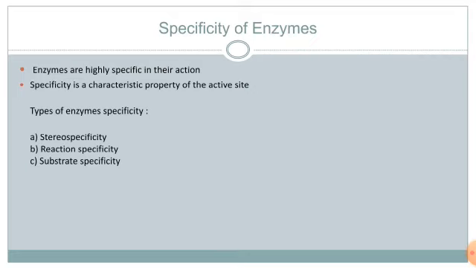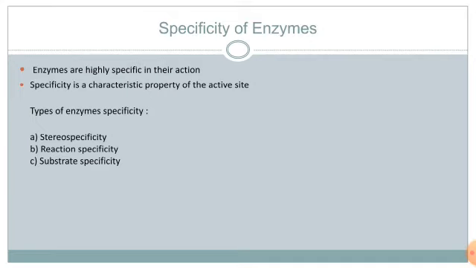So first of all, specificity of enzymes. Enzymes are highly specific in their action when compared with chemical catalysts. The occurrence of thousands of enzymes in biological systems might be due to the specific nature of enzymes.